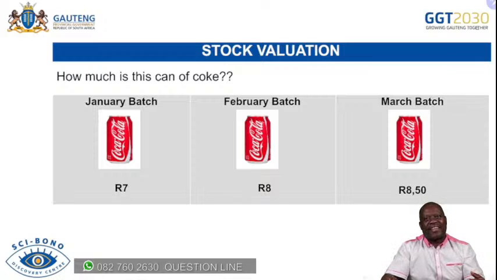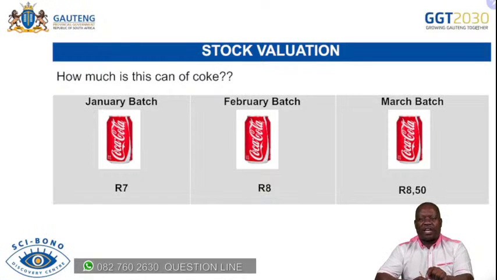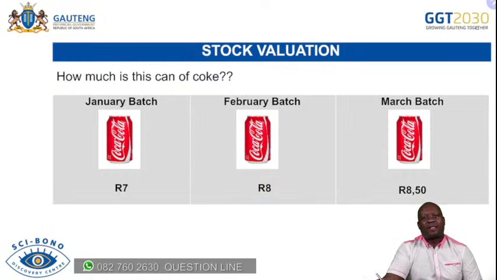Having an accounting mind, I said, yes, now I see what's happening. That is the weighted average method. Maybe it makes sense. How much is this can of Coke? It's not as simple as 7 Rand, 8 Rand, or 8 Rand 50. We need to find a way of agreeing, and that needs a method. That's where we go to stock valuation methods, inventory valuation methods. That's what we are going to be looking into today.